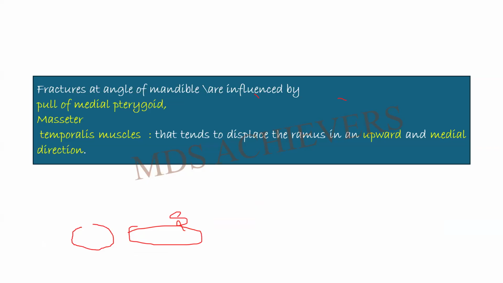And fractures at the angle of the mandible are influenced by the pull of the medial pterygoid, masseter, and temporalis muscles, which tend to displace the ramus in an upward and medial direction. See, this is one of the very important things.